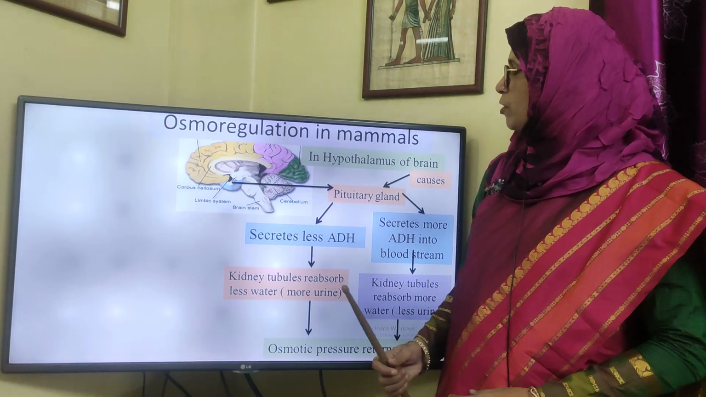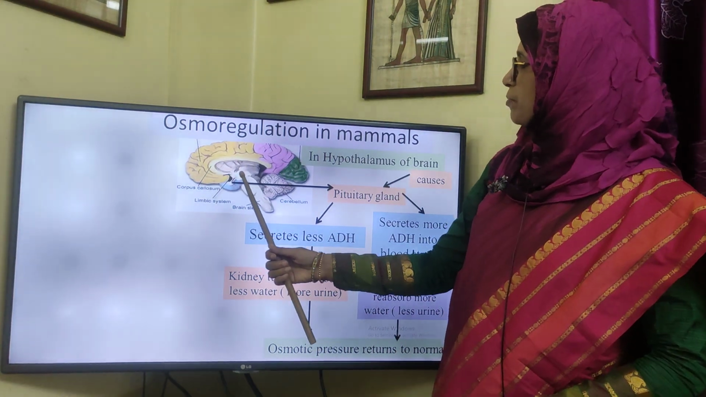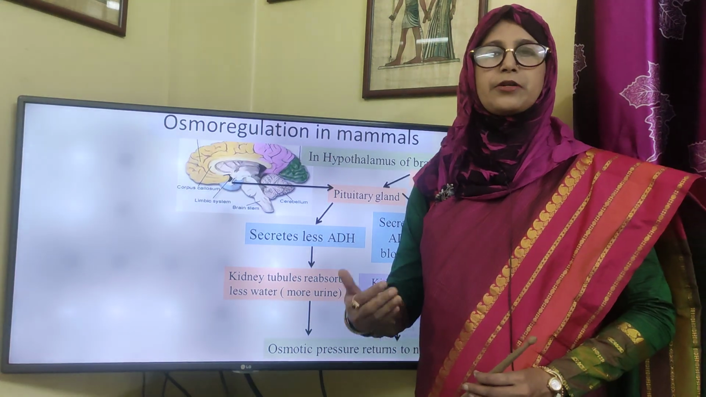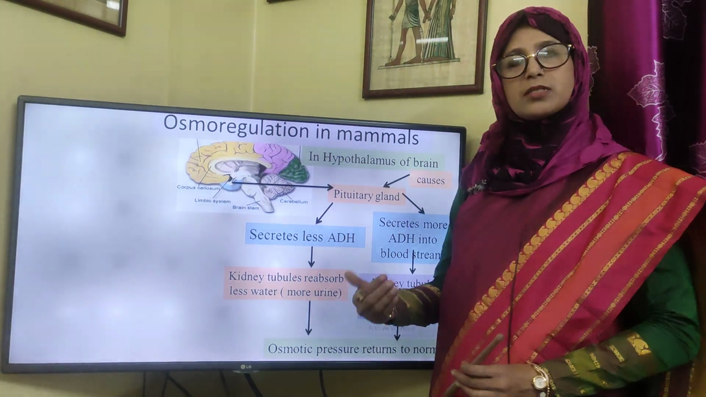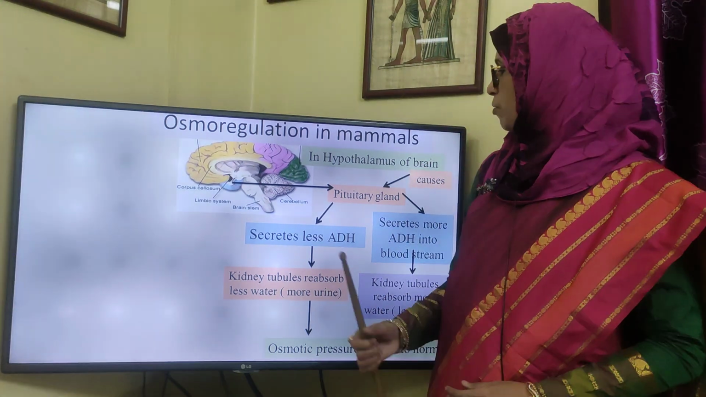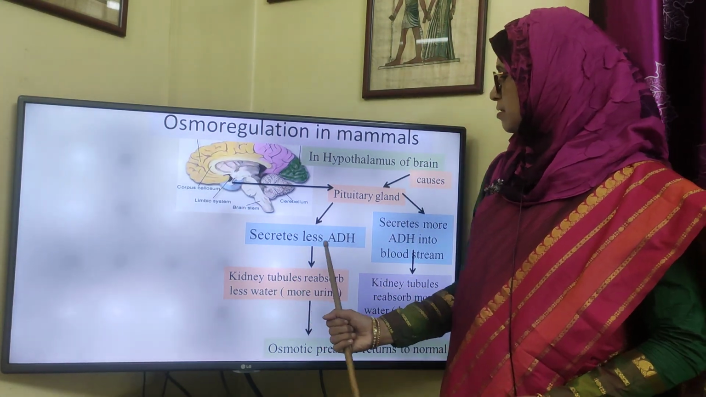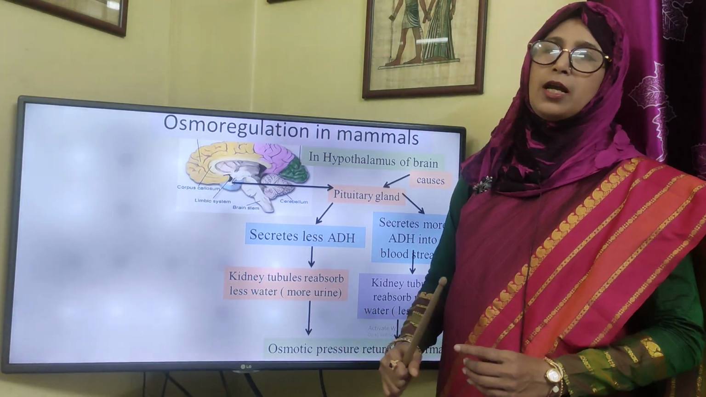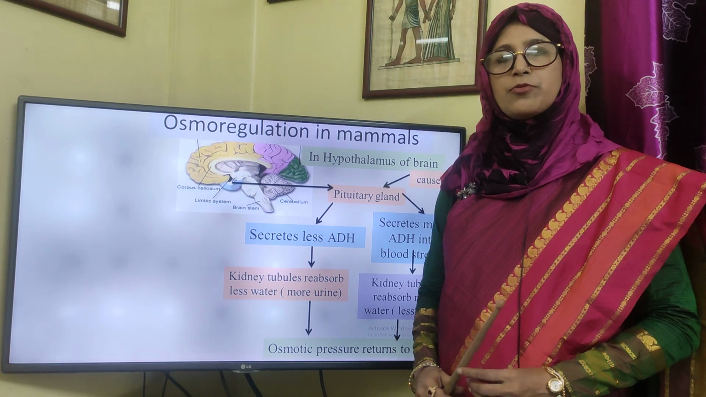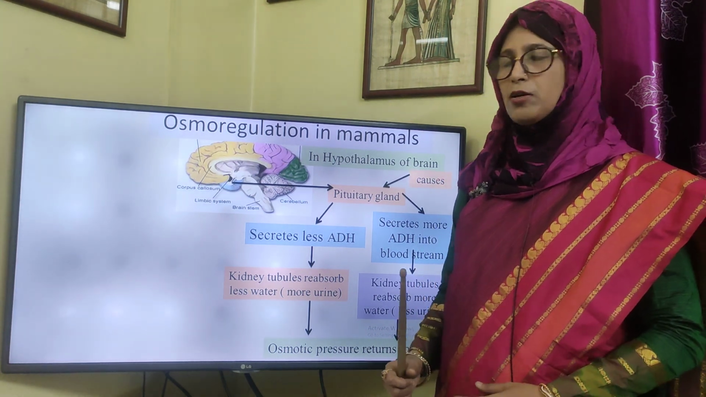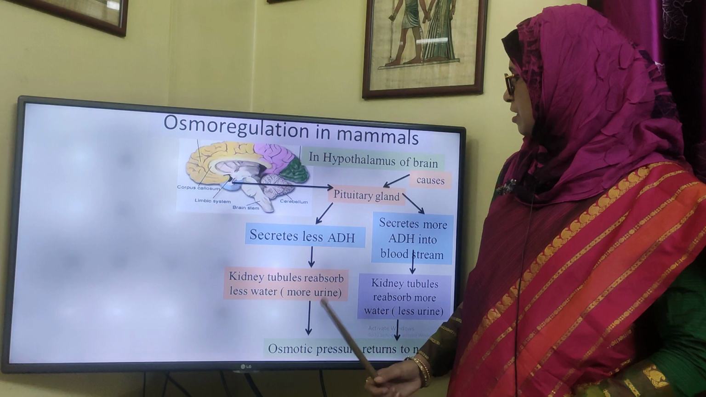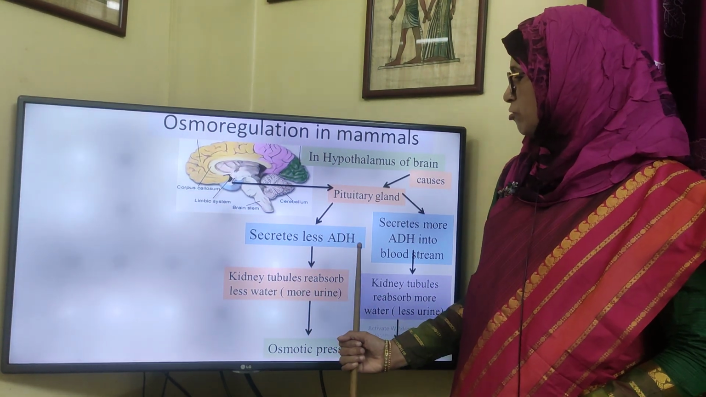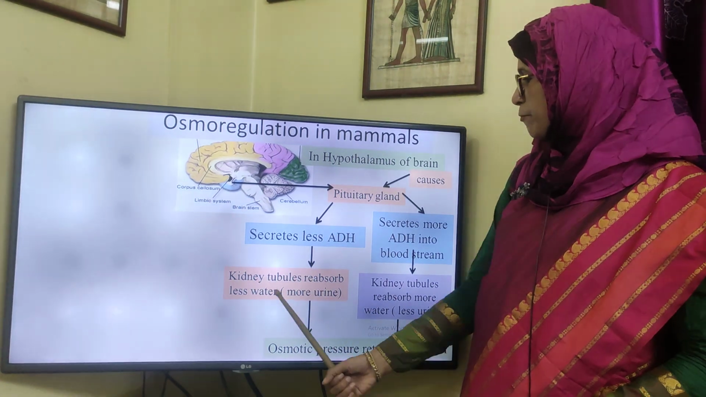We can see that beneath the brain there is a small dark red gland known as the pituitary gland. This gland is known as the king of the glands because it secretes most of the hormones. This pituitary gland secretes less ADH, that means antidiuretic hormone. The adrenal is a kind of gland situated just above the kidney. We will discuss this adrenal gland. So when the pituitary gland secretes less ADH, the kidney tubules reabsorb less water.